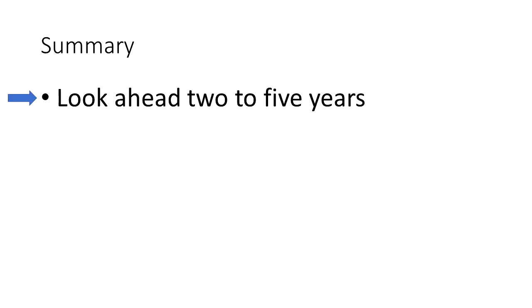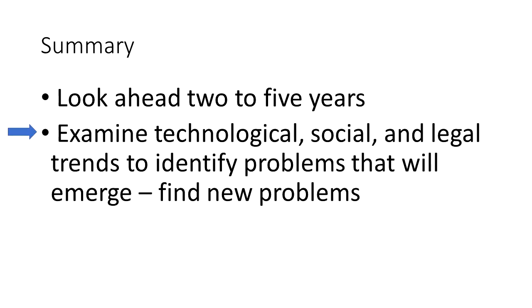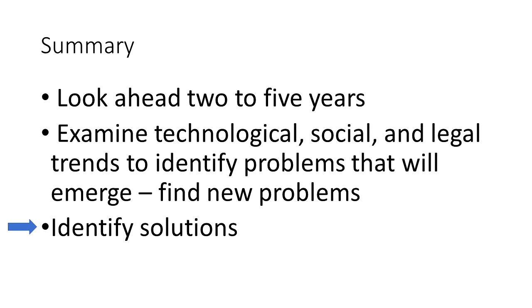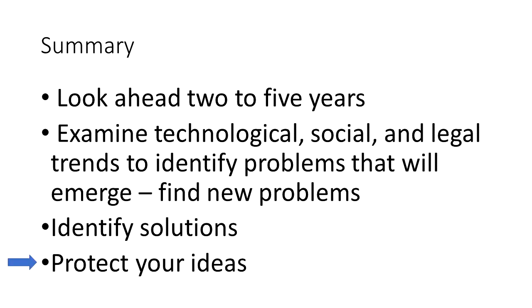So to summarize, try to look ahead 2 to 5 years and ask yourself, what kind of problems are we going to be having in that time frame? Take a look at the technological, social, and legal trends, and take a look at upcoming product types and classifications of products to see what new problems those things are going to create. Identify solutions to those problems, and then protect your ideas through tools such as patent applications and trade secrets.